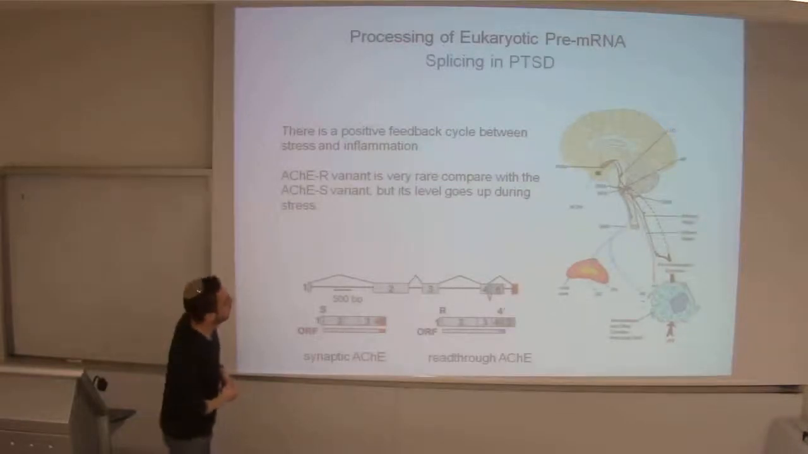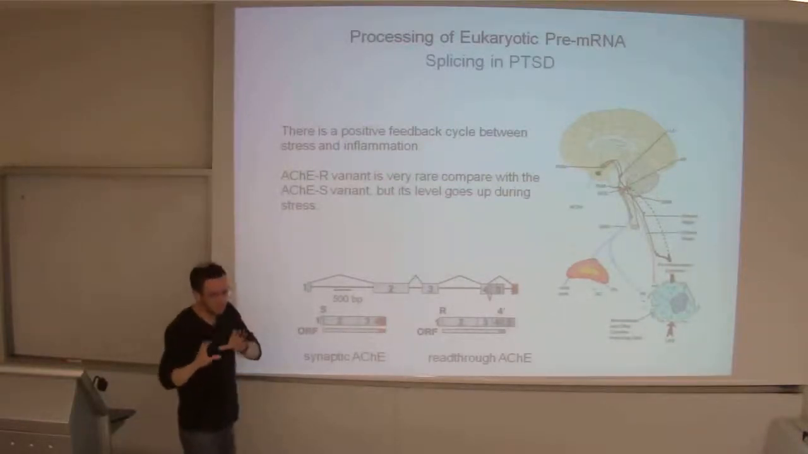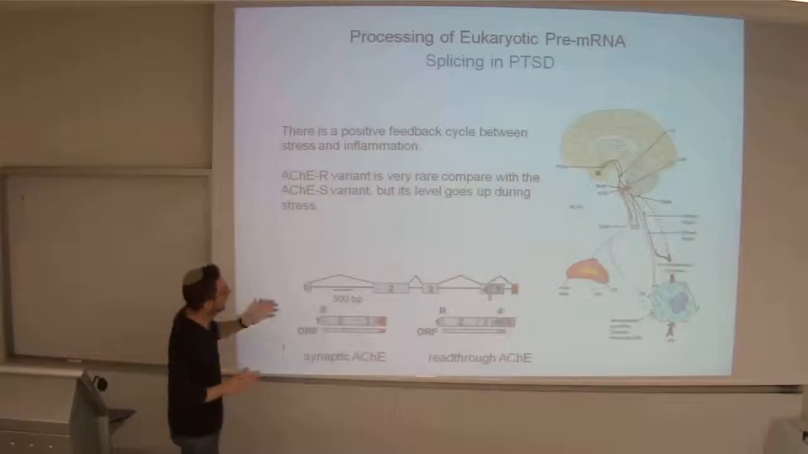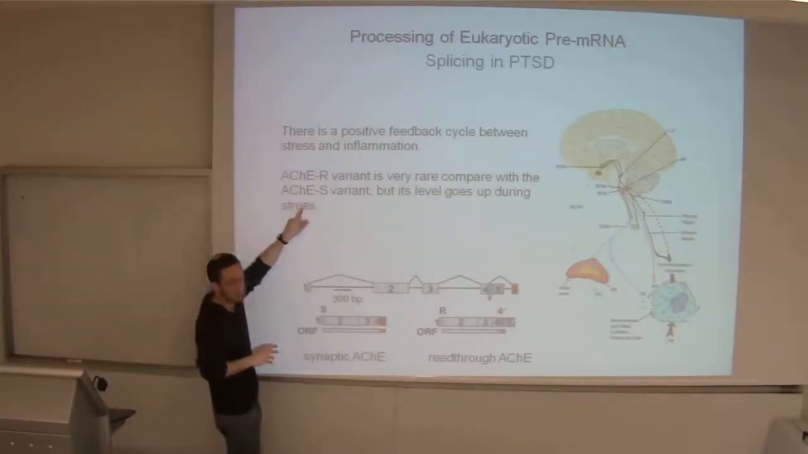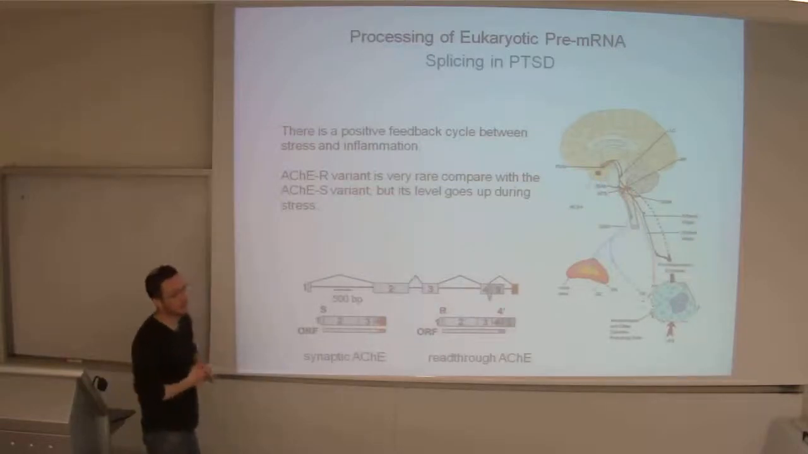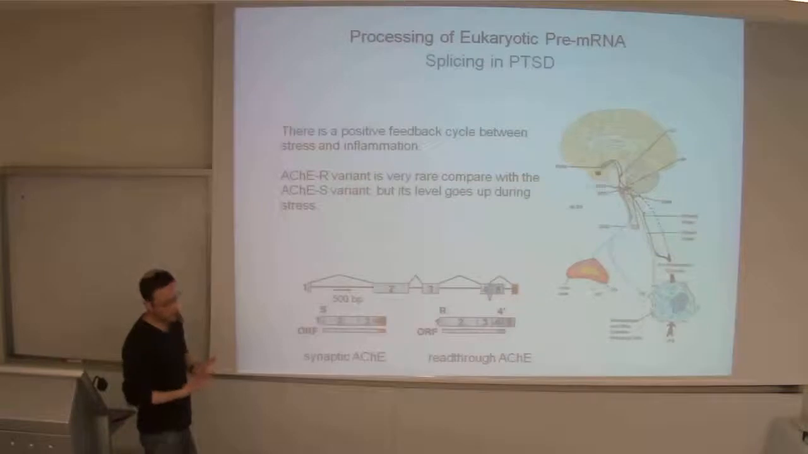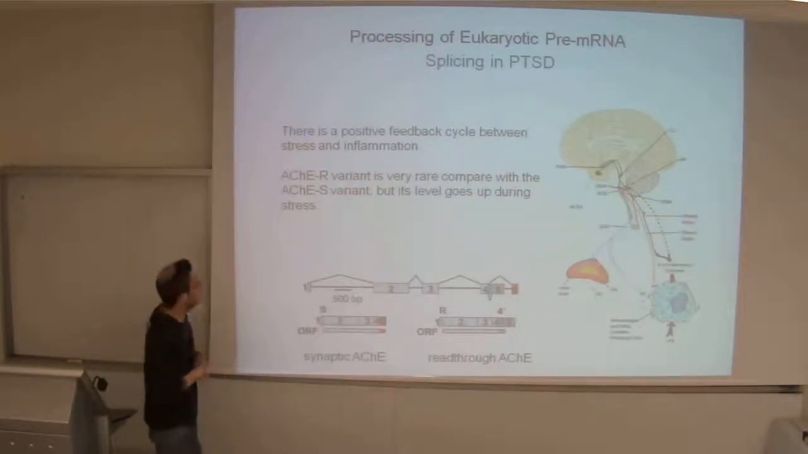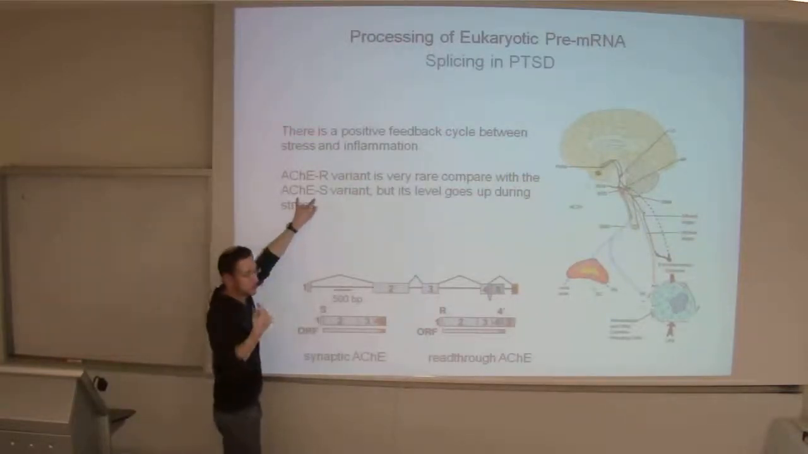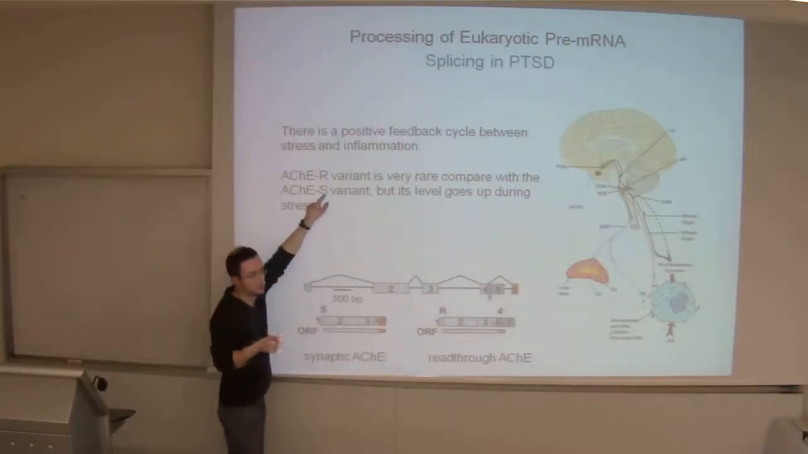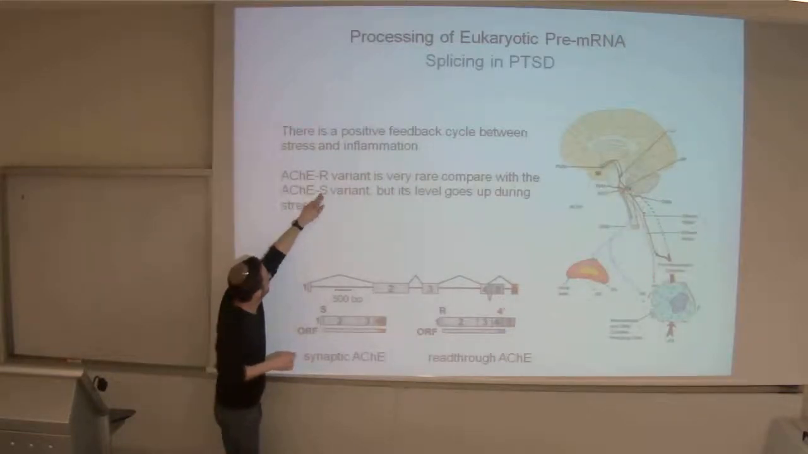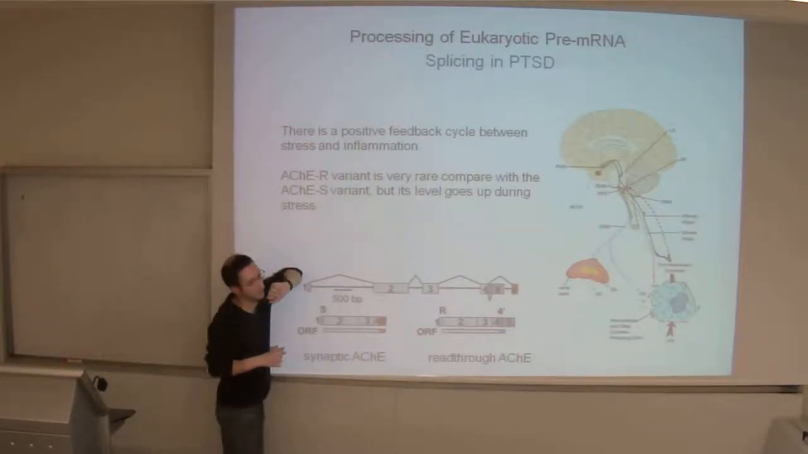Okay, this is one lane of the story, and the parallel lane is that we already mentioned acetylcholine esterase, which is an enzyme that sits in the synaptic cleft and hydrolyzes acetylcholine, so it lowers the level of acetylcholine. This was just one variant of a single gene, acetylcholine esterase, which is denoted S because it sits in the synapse. So acetylcholine esterase, synaptic variant.